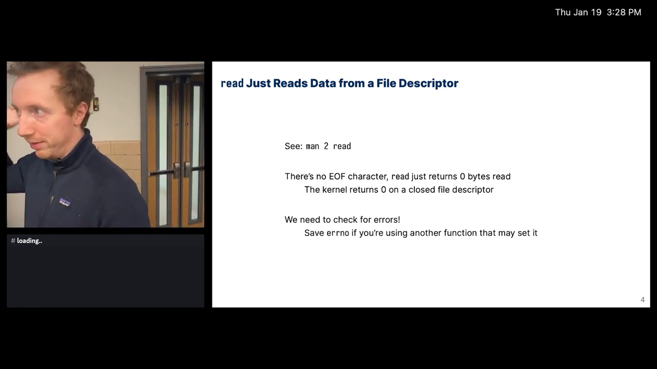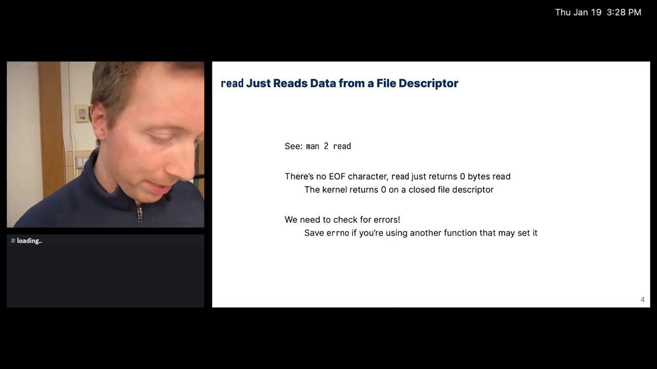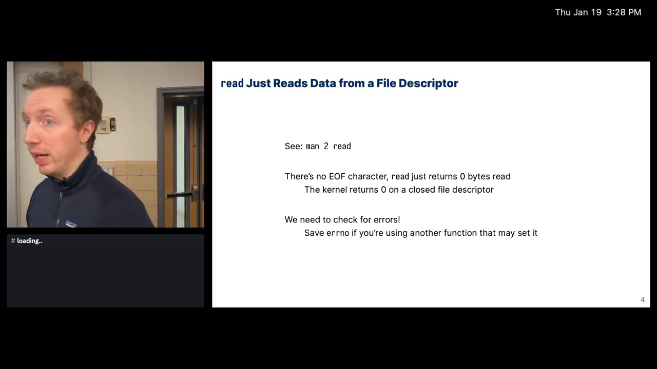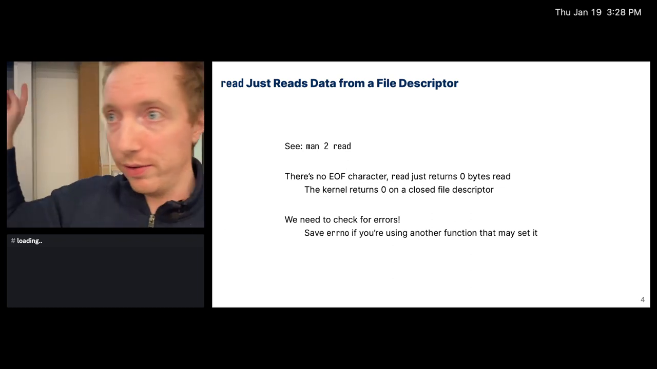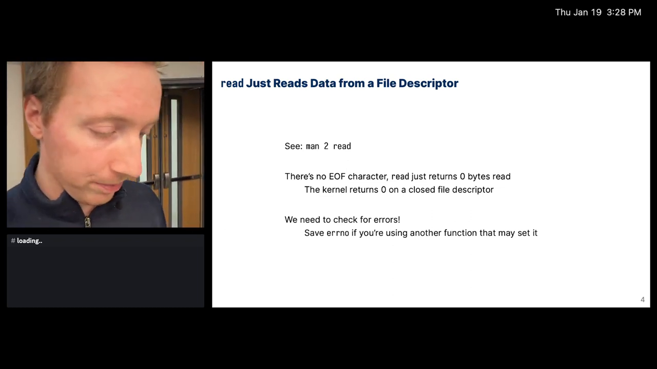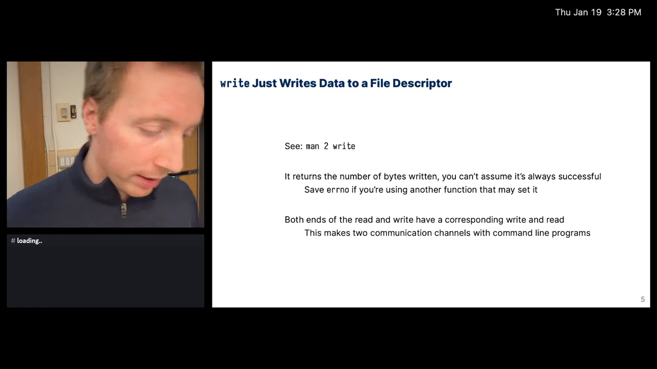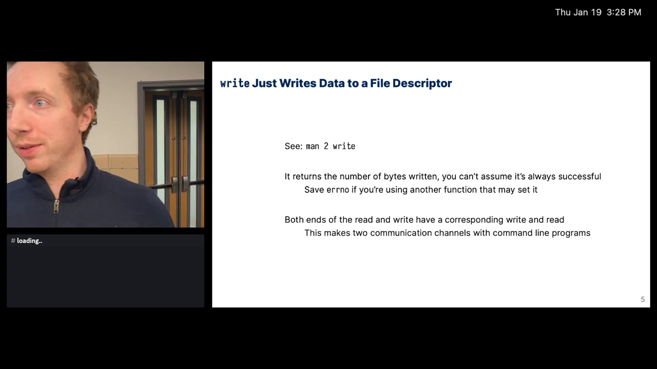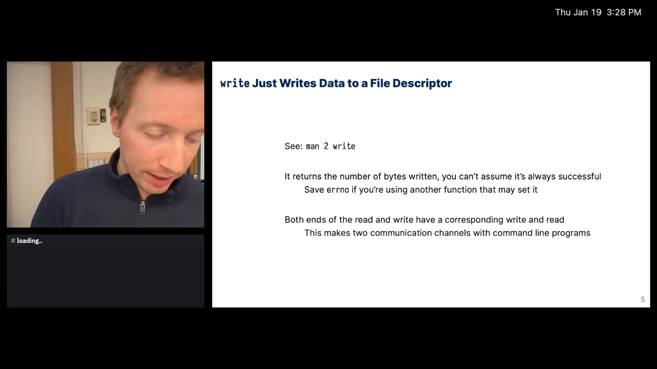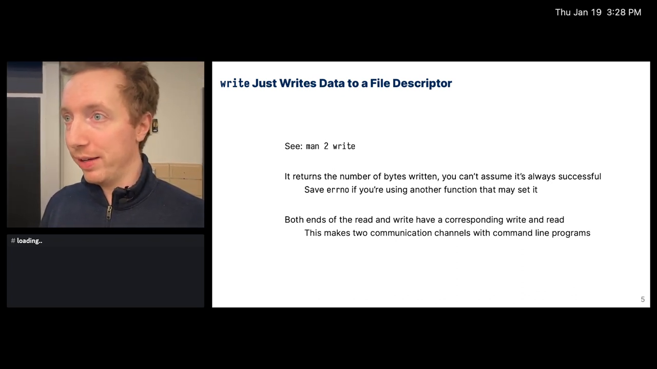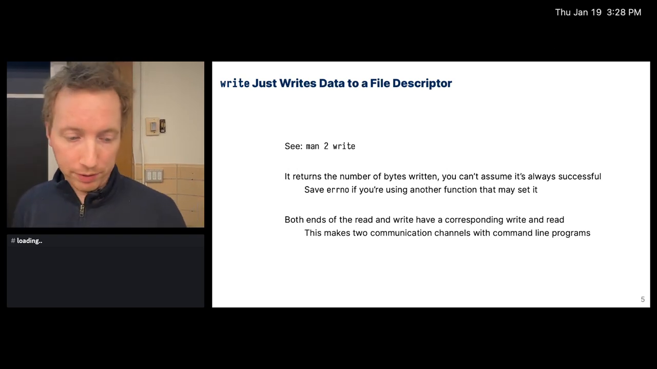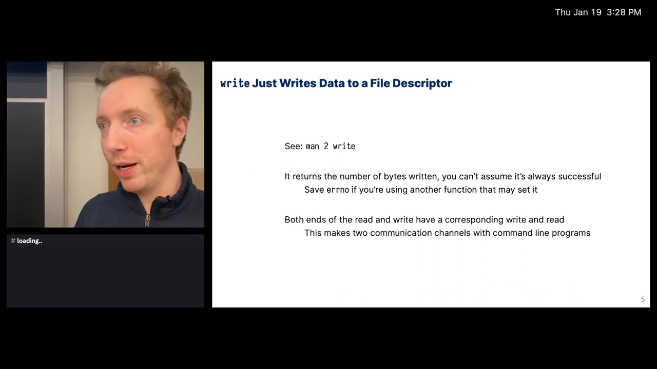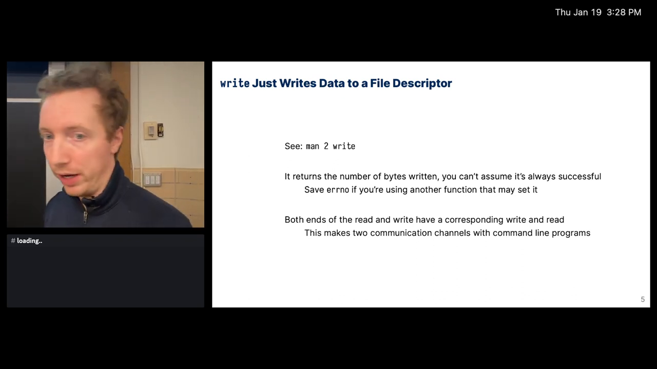So again, here's read. If you want to look, there's a man page, so you always need to check for errors. Same thing: negative one means there's an error, and it'll set that global variable called errno. And then write, same thing, it returns the number of bytes written, and you can't really assume it's always successful. Most of the time it will be. And again, you need to save errno like I'm doing, because another function might set it. If it's doing printf or something like that, that will call write and might itself have an error of some variety.